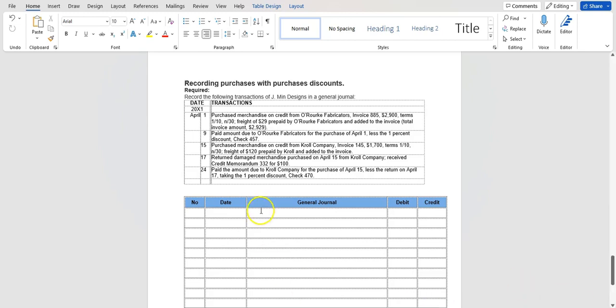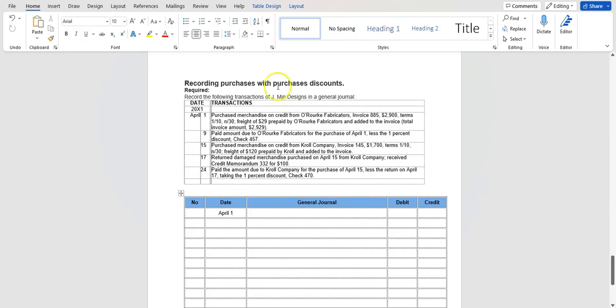Okay, so on April 1st, it says we purchase merchandise on credit. On credit or on account are basically the same. That means we've created a liability. So we're going to be using our accounts payable for this transaction, as well as our purchases. And if there's any freight, we'll use our freight in.